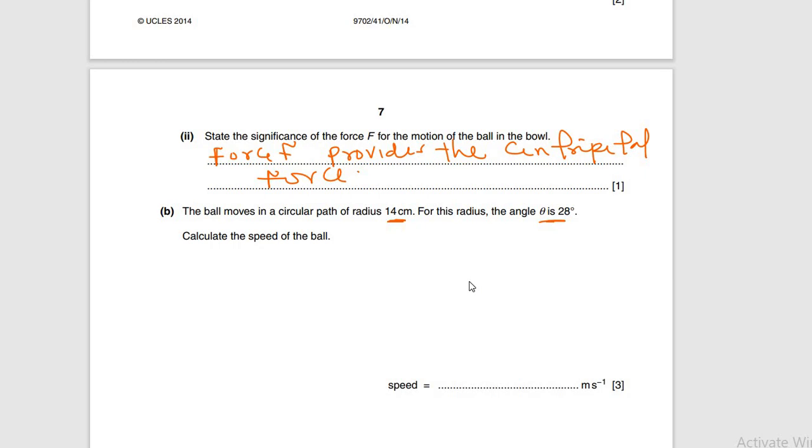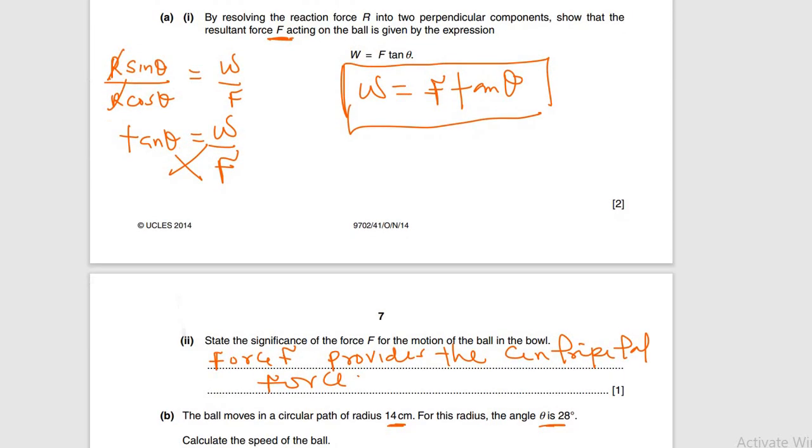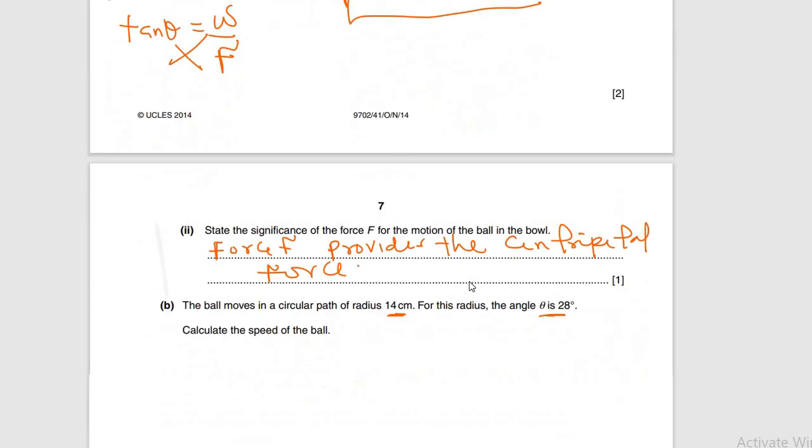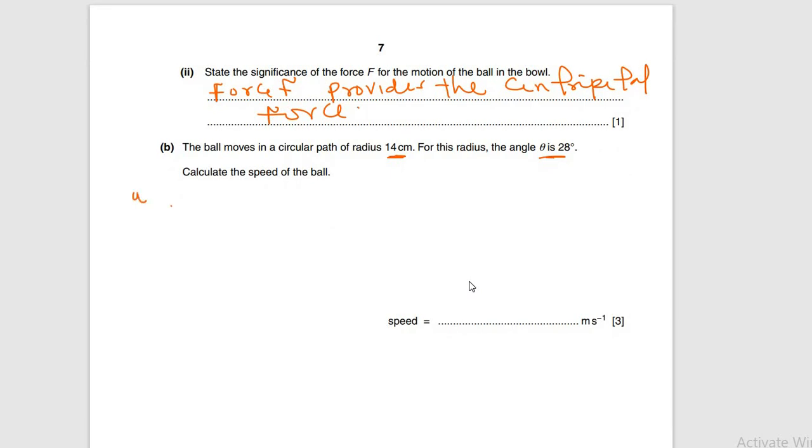The expression given to us earlier is W equal to F tan theta. There is always a reason for the previous question in a CAIE question. W is mg, that's weight. F is centripetal force. Speed, which can be mv squared over r, not angular speed. They mention speed, so that's okay. Tan theta, mass cancels mass.